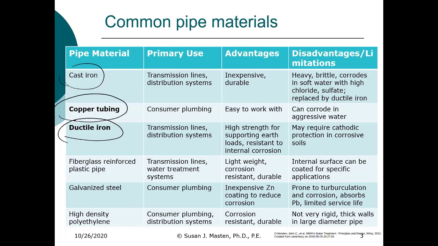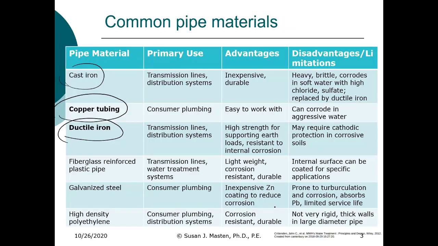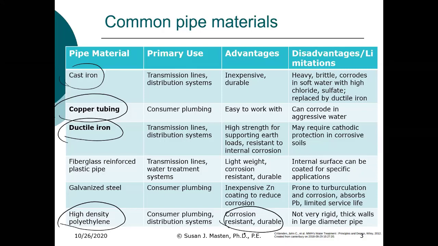Copper tubing is what has been used predominantly for consumer plumbing. You will find service lines that are copper. You'll find premise plumbing that is also copper. You will also find both consumer plumbing and distribution systems made of high-density polyethylene. These are not very rigid. They have thick walls, but they are corrosion resistant and durable.